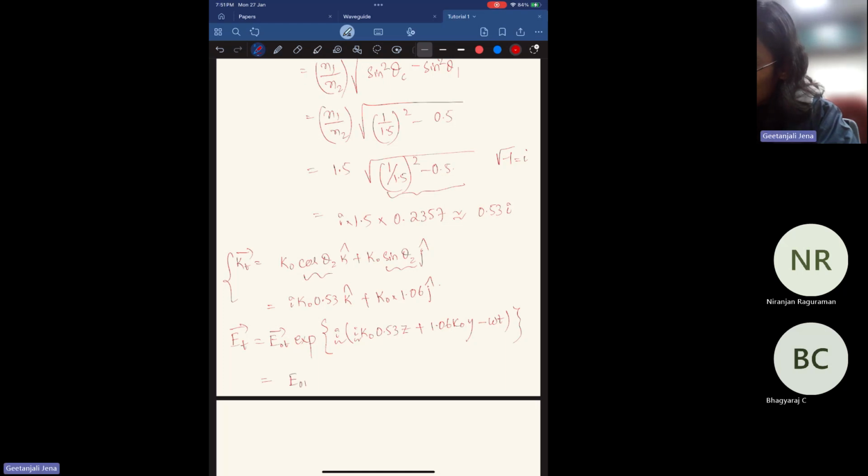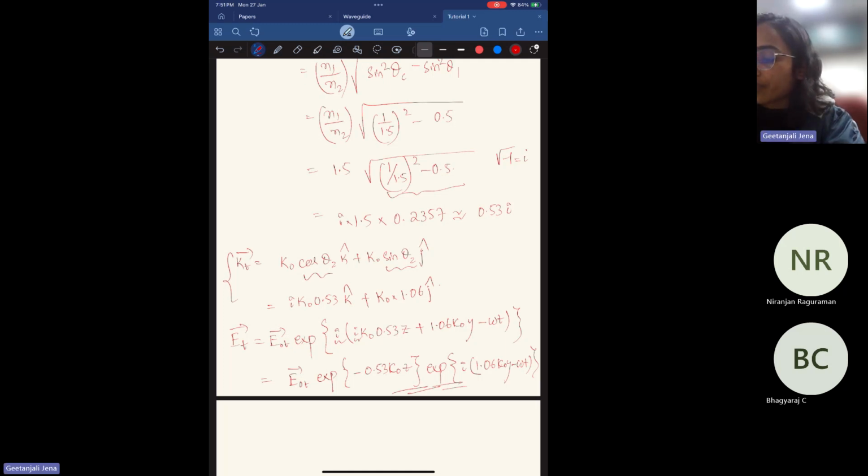So E0t exponential minus 0.53 K0Z exponential I 1.06 K0Y minus omega t. So this is the final expression.